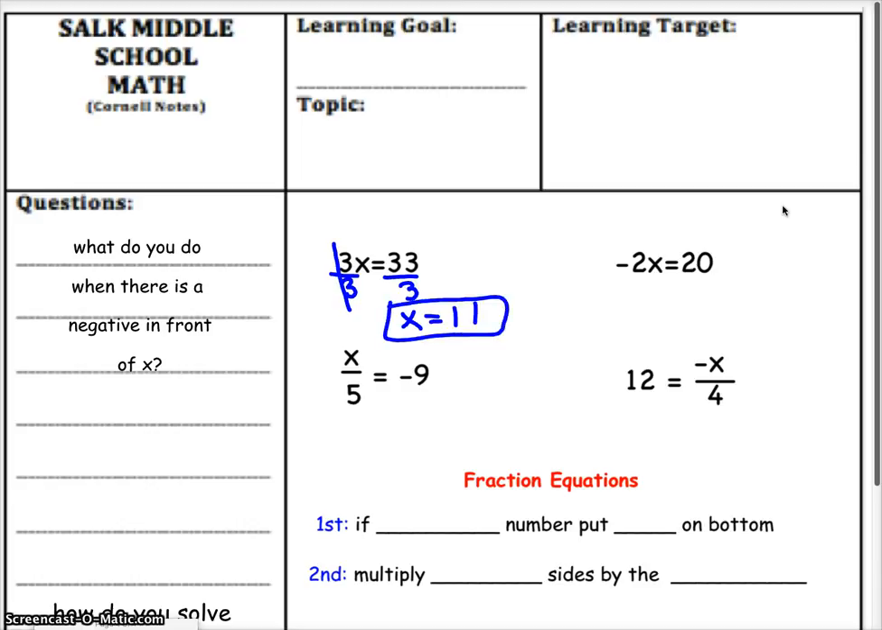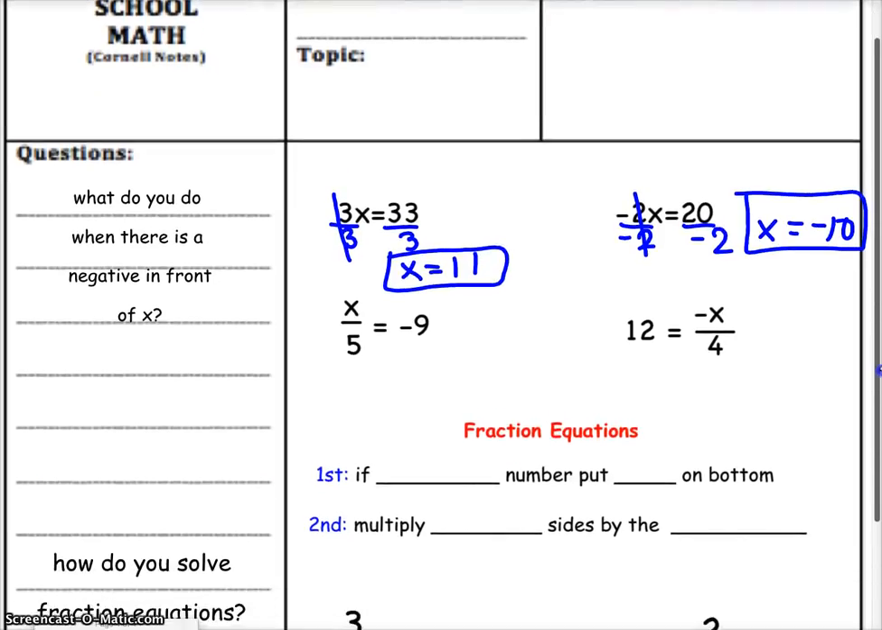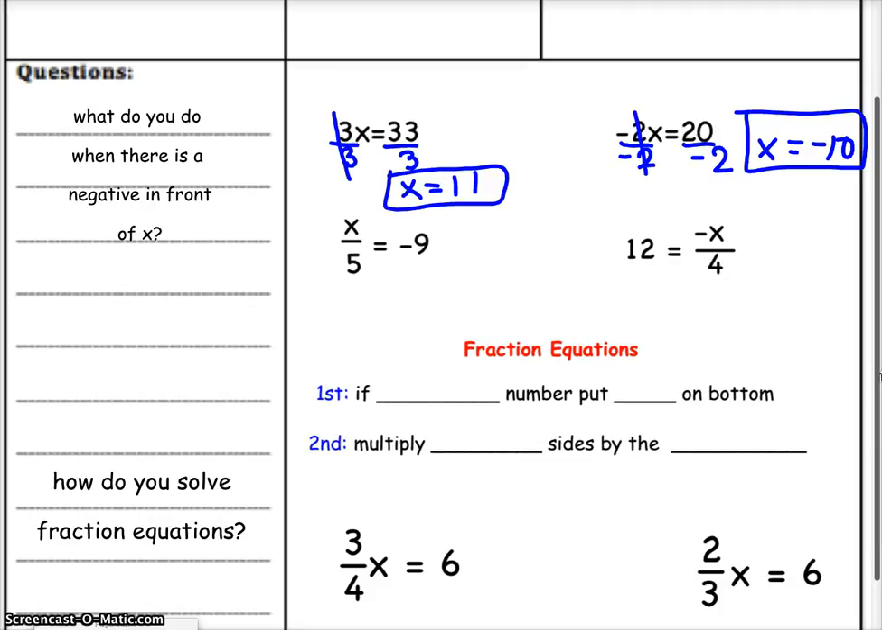The next one, negative 2 times x is 20. How do I move times? So I'm dividing by negative 2. That cancels out and I get x equals negative 10. So again, we're assuming that you have a strong foundation of integer knowledge. Here you need to know when it's going to be positive and negative. X over 5, what does over mean? Divide. So how do I move divide? So I'm going to times both sides by 5. That cancels the 5 out. X equals negative 45.